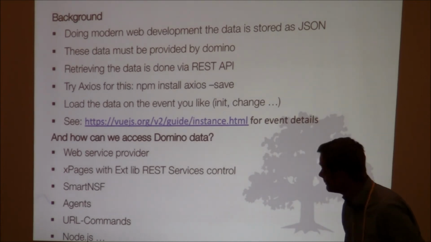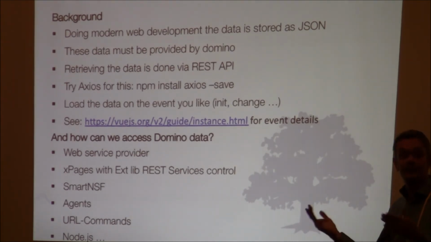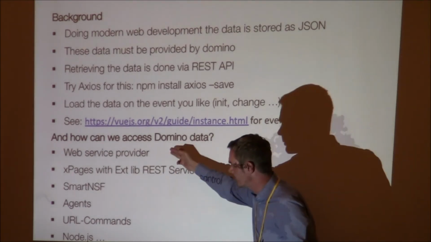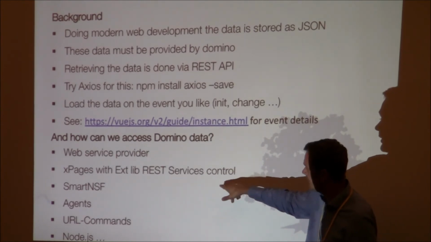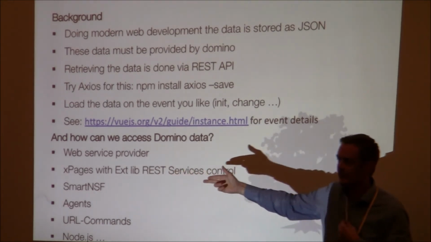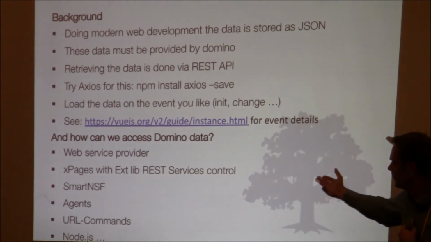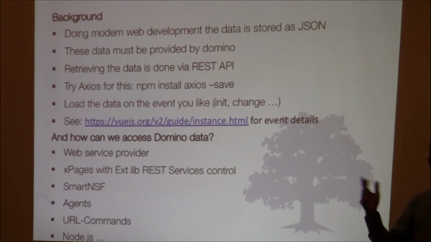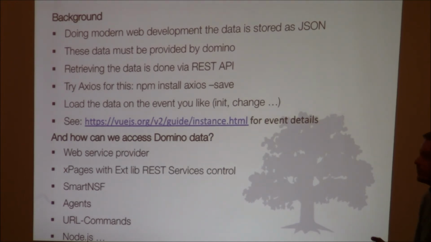And how to get the Domino data? You know it. There, it's Domino. So you have at least 5 ways to get the data. You can use a web service provider. You can use XPages with the XPages REST service control. I hope this is right because I'm not an XPages developer. You can use Smart NSF, an OpenNTF solution. You can use agents. You can use URL commands. You can use Node.js, and whatever will come with Domino 10. If you have another idea, I think there are many other things you can use to get the data. And the data is always JSON. So if you work in web development, it's always JSON.